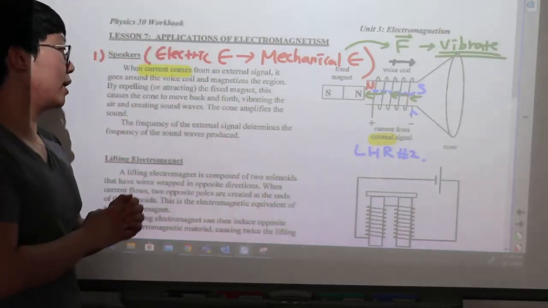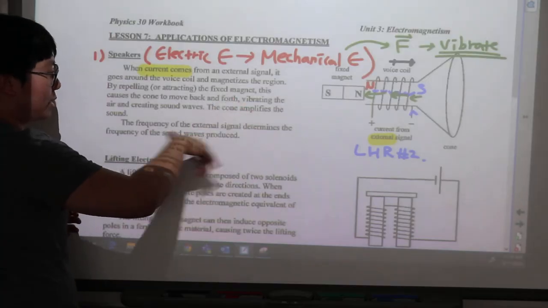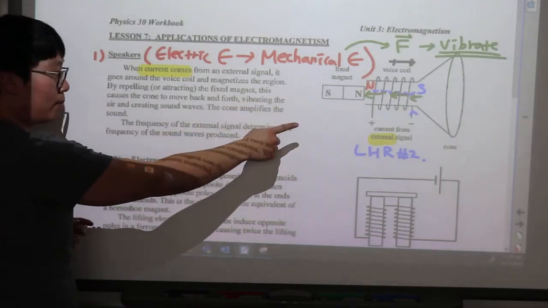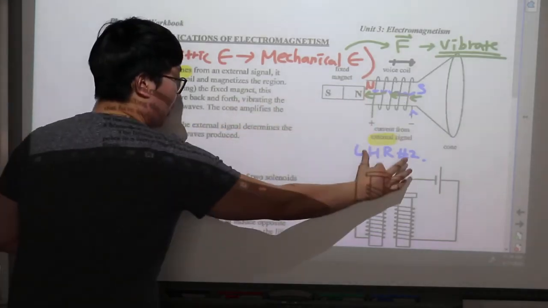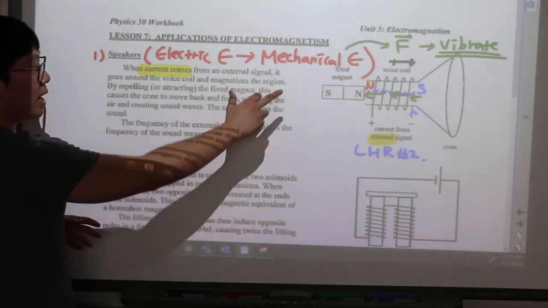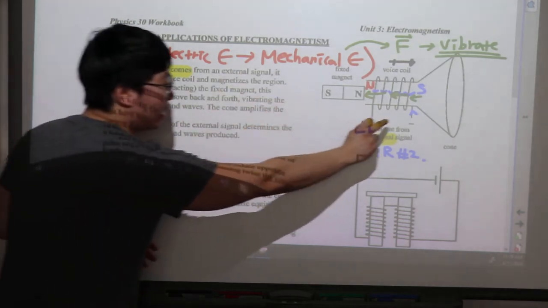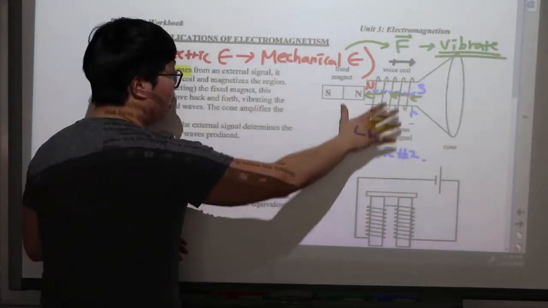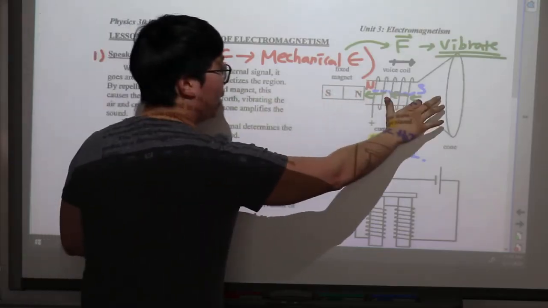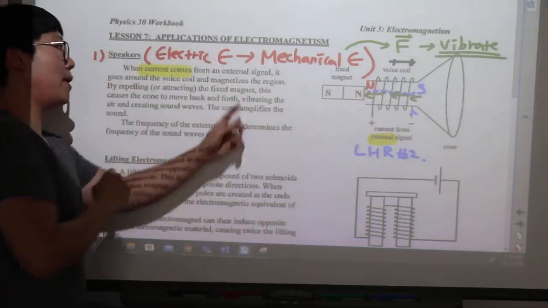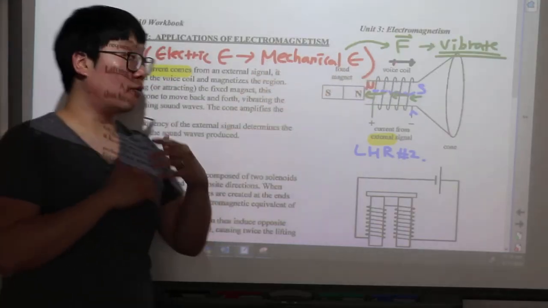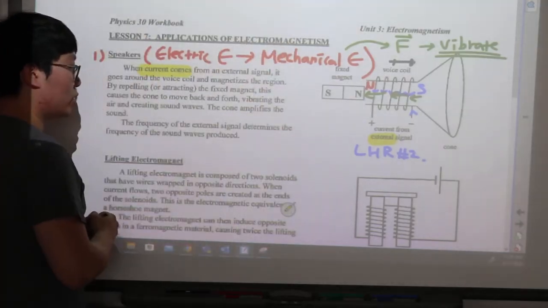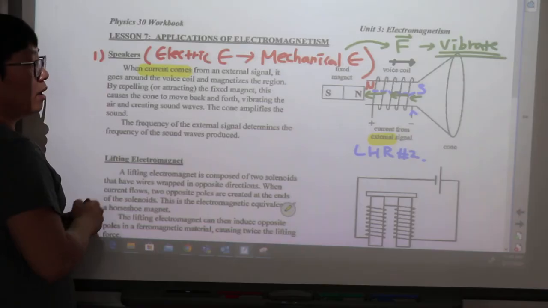But I can easily alter this electrode when it comes to an AC current system. AC represents alternating current. So let's go through that concept one by one. First thing first, the current comes from an external signal. It goes around the coil and magnetizes this region, which I mentioned, left-hand rule number 2. And by repelling, and I can technically change into positive and negative using alternating current, it can attract each other too. Right now it's repelling. By doing the repelling and attraction, you can create mechanical energy, and that will create the force, and that will vibrate.